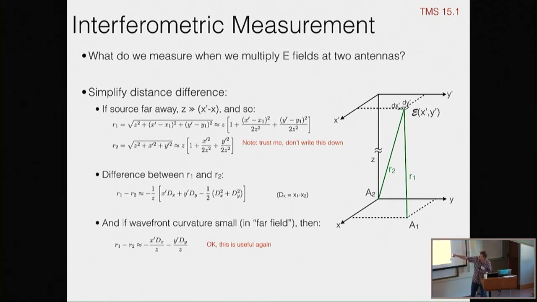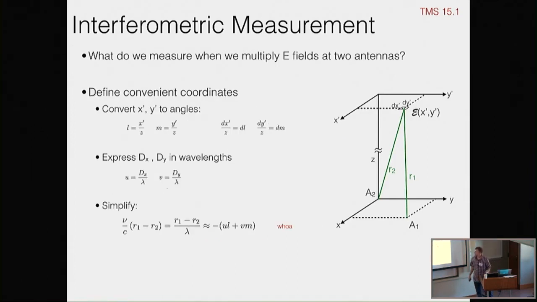There's these second order terms in dx, but, through math that you could work out in an hour-long lecture that was just on this, if you're in the far field, if your wavefront is not curving significantly, then this is not important, and so you end up with R1 minus R2 simplifying to this product of sky coordinate and ground coordinate over z. These are the separations between the antennas? That's right. D is the x separation and the y separation.